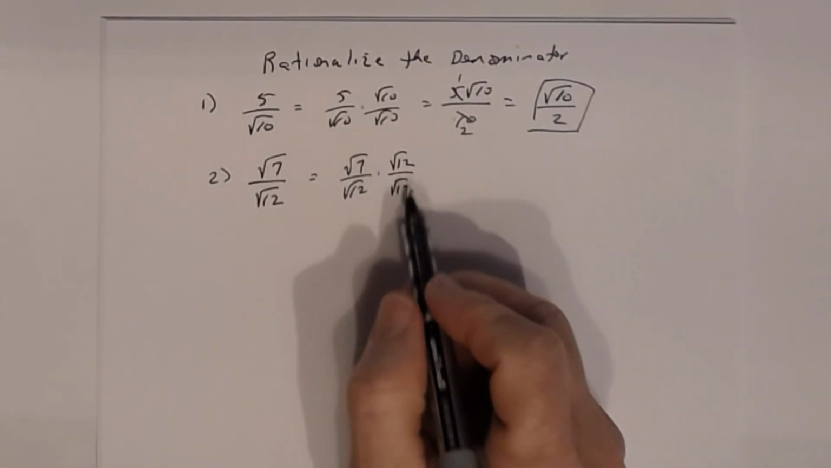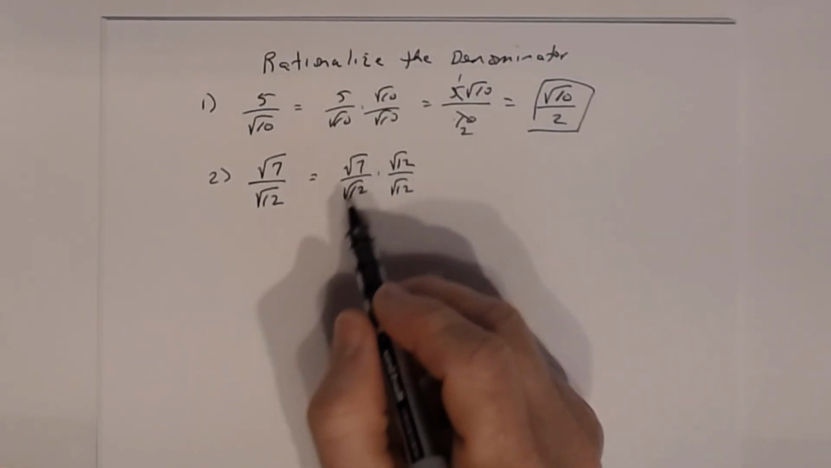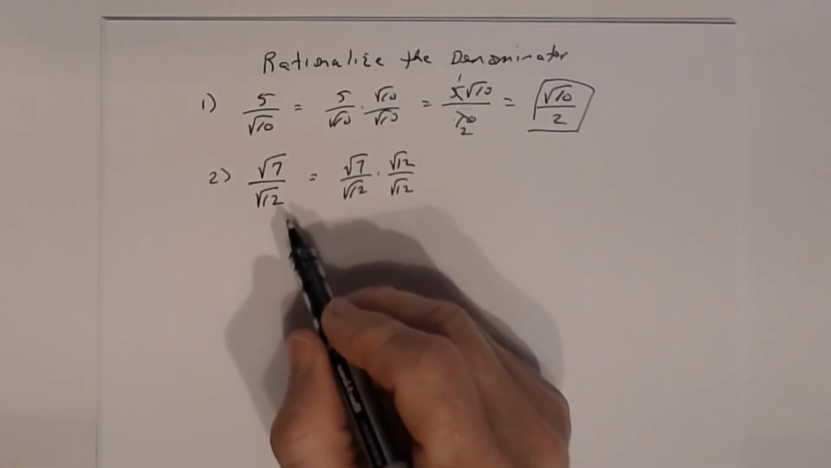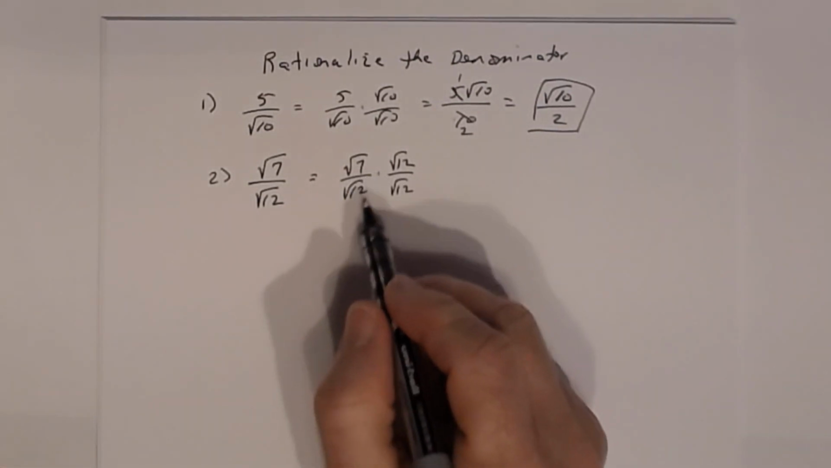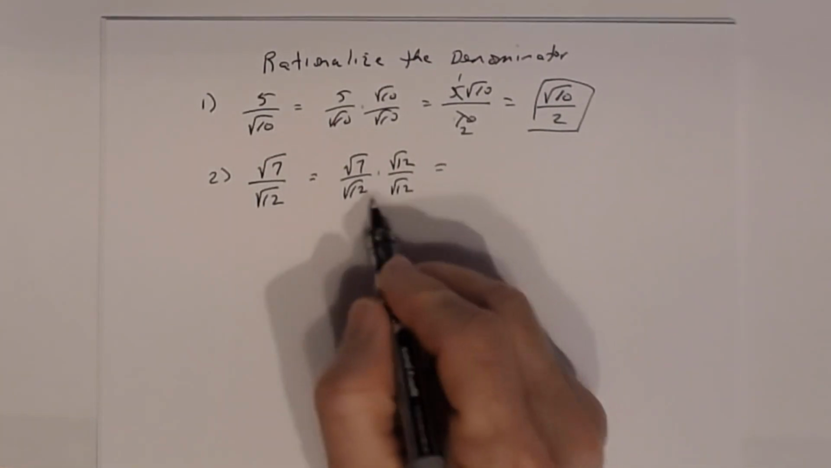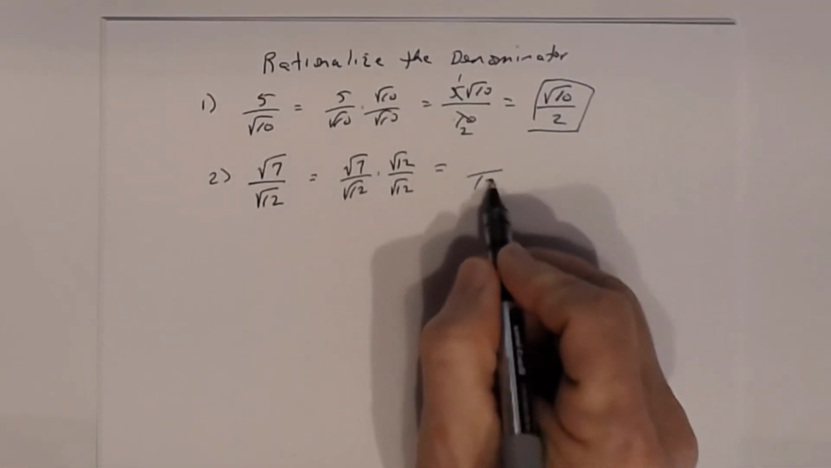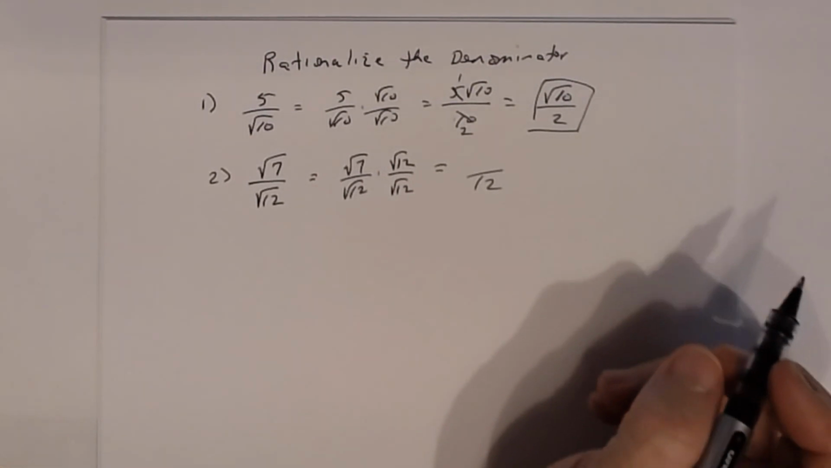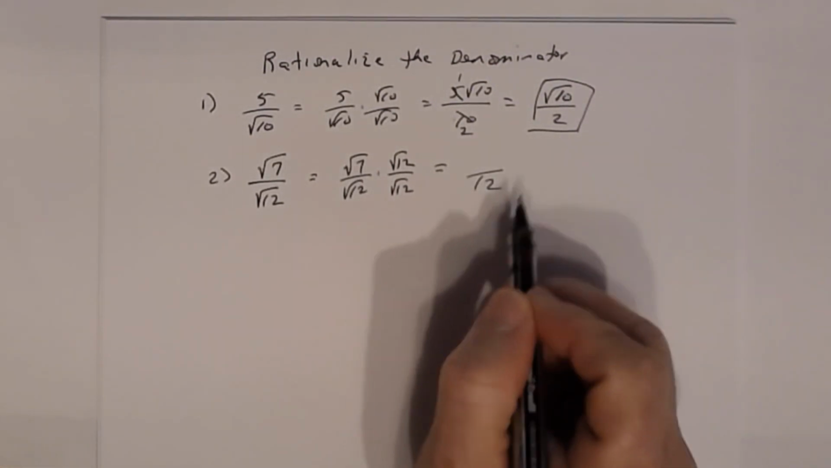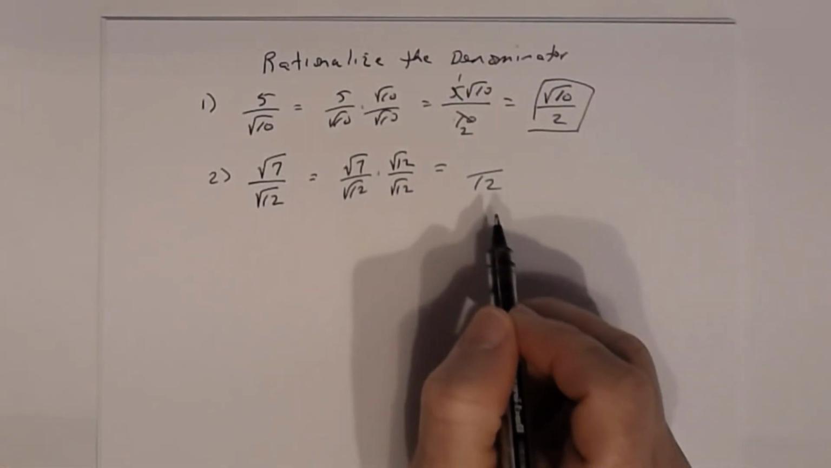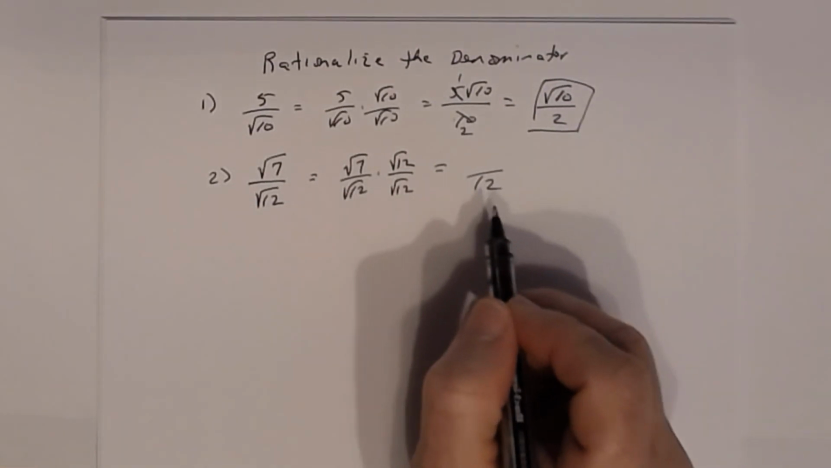So again, what you do to the numerator, you do to the denominator to get this to be equivalent to this. And so if you look at the denominator, the square root of 12 times the square root of 12 is 12 because that's the square root of 144, which is 12. So notice that the denominator is now a perfect square. I'm sorry, a rational number.